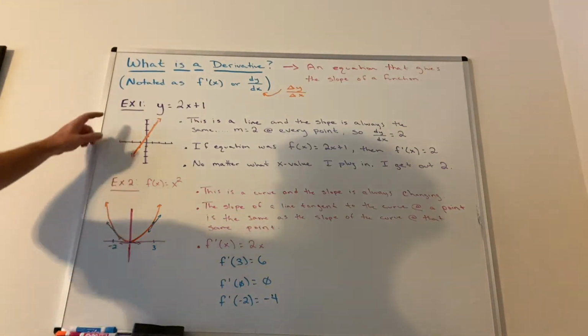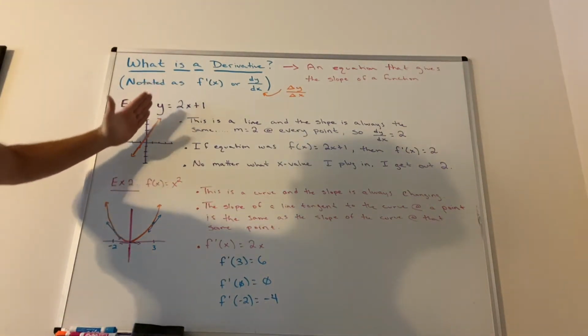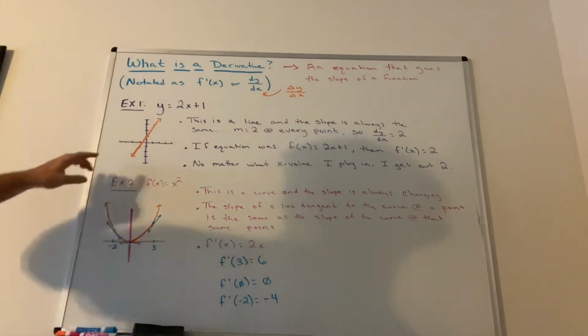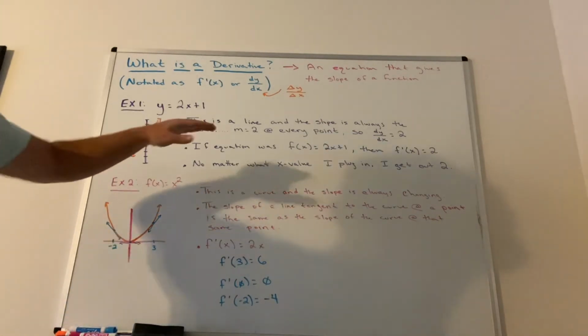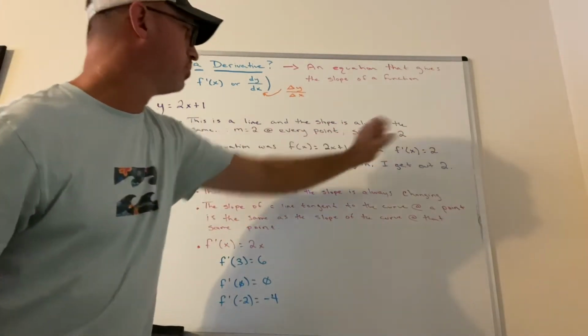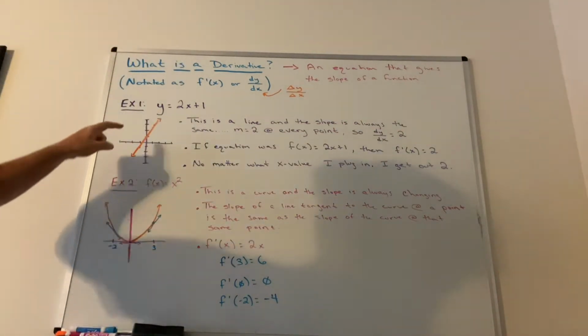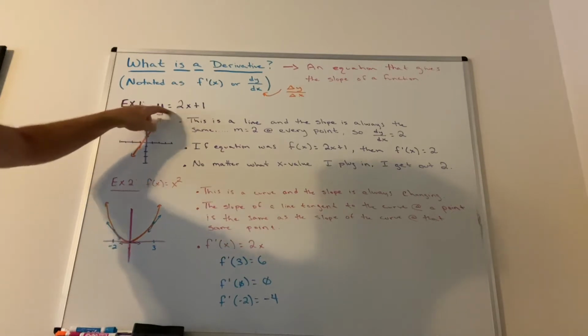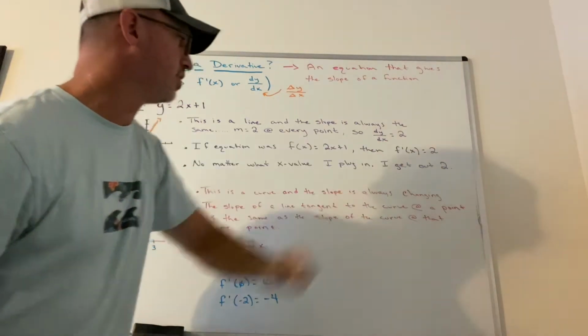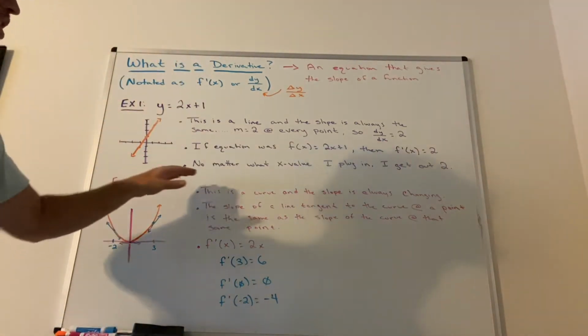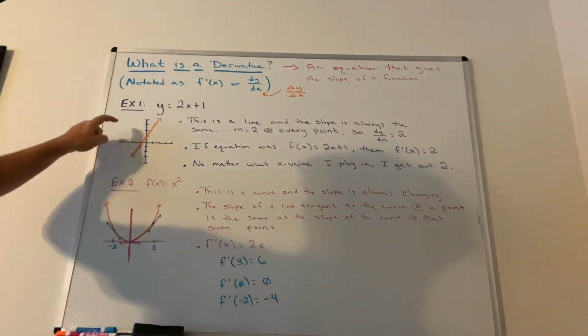Example 1: this line is y equals 2x plus 1. At every point on this line, the slope is 2. And that's kind of what makes it a line, that the slope is always the same. When we're talking about derivatives, we would say that dy/dx of this is equal to 2. If this was notated differently, if this said f of x equals 2x plus 1, then the way I would write the derivative is f prime of x is equal to 2. The idea is no matter what x value I plug in, I get out a 2.